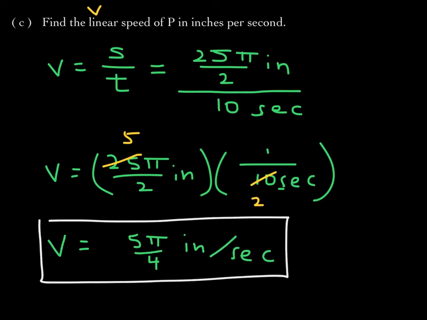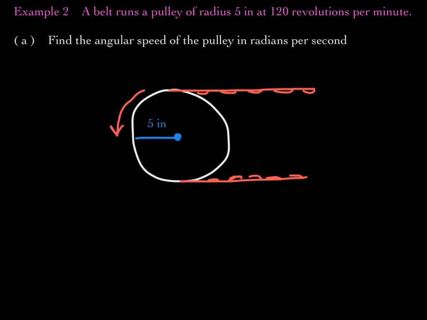Very good, everybody. That was fun. Check out this example. A belt runs a pulley. Here's the belt that I've drawn in red. Very fancy. A belt runs a pulley of radius 5 inches at 120 revolutions per minute. Remember, one revolution is one complete time around. So you can also say rotations, all right? So 120 revolutions per minute.